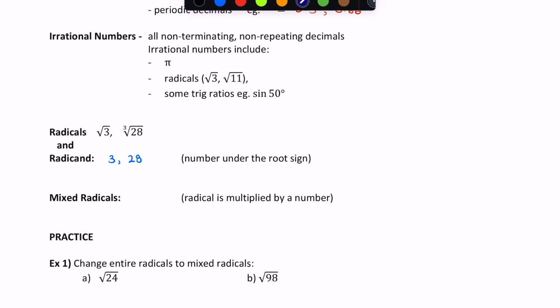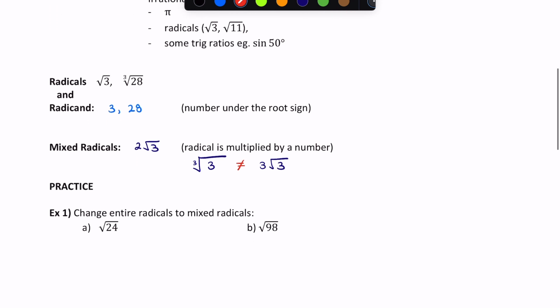An example that we can write here is 2 square root 3. There's a difference between something like cube root 3 and 3 square root 3. These are not the same. One of them is a cubed root, which means that it would be 3 to the power of 1 over 3. And the other one is 3 times square root 3. So there's a difference between those two.